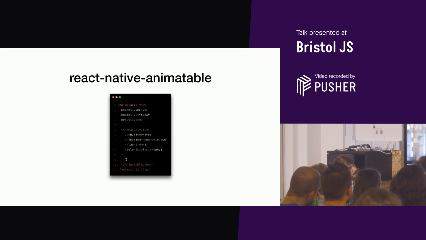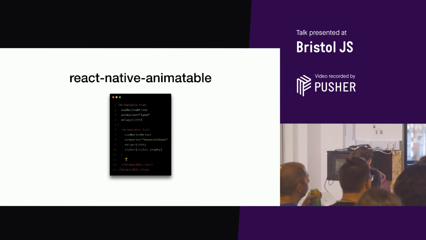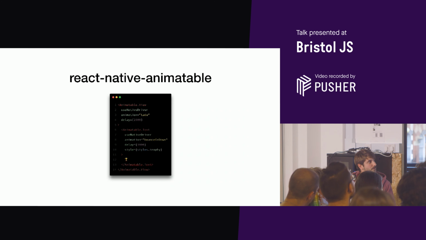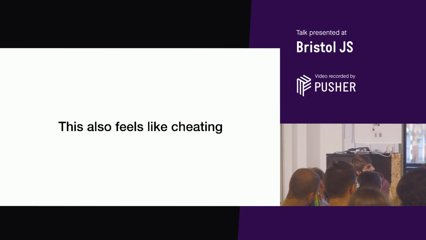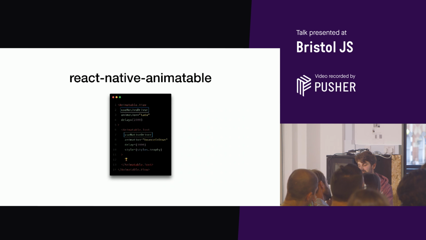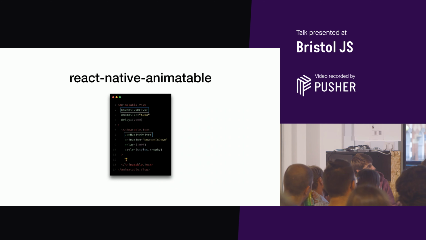So this is react-native-animatable. You can't really see that, but basically replace your views with Animatable.Views, and they have a bunch of different canned animations that you can run. You can also declare your own keyframes and stuff like that. This also feels like cheating, because I think it's a bit too easy. Then this thing, useNativeDriver, that's a performance optimization, which we'll cover when we get to interactivity.